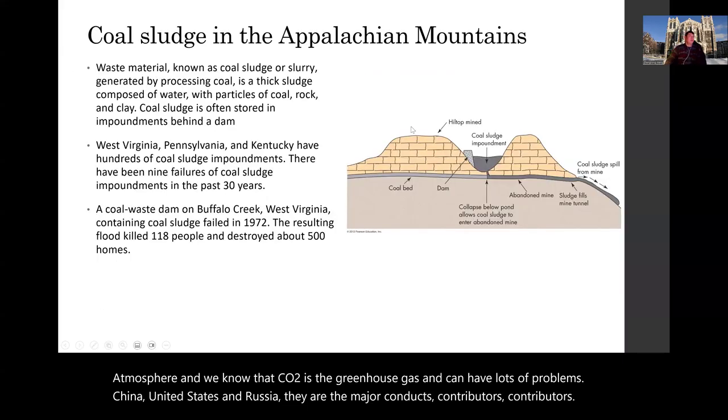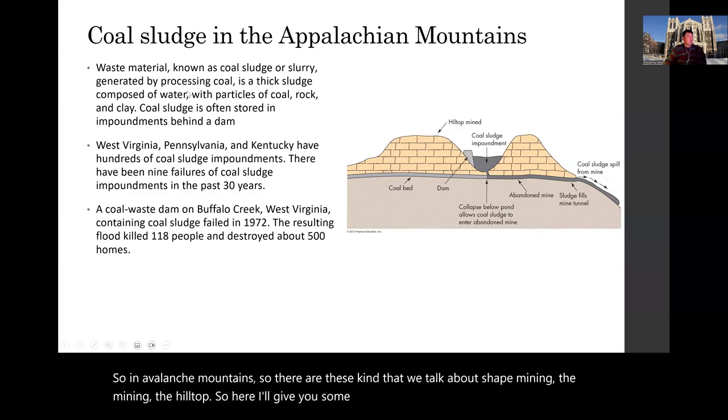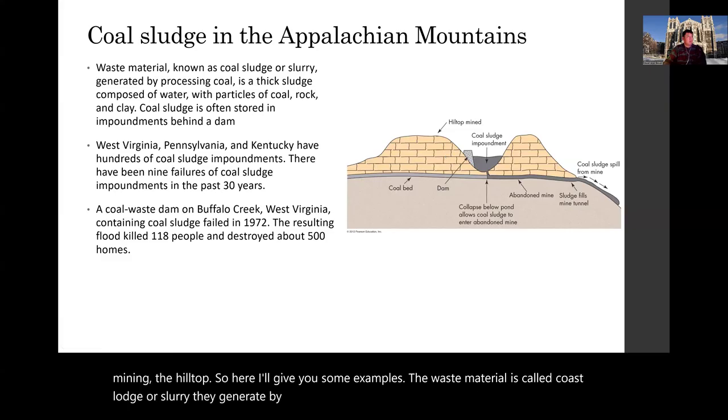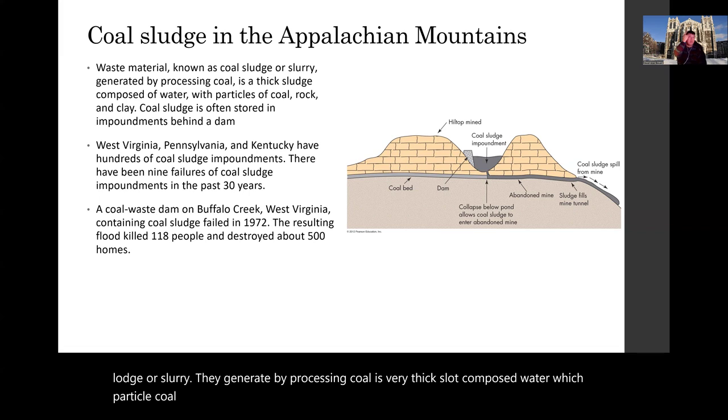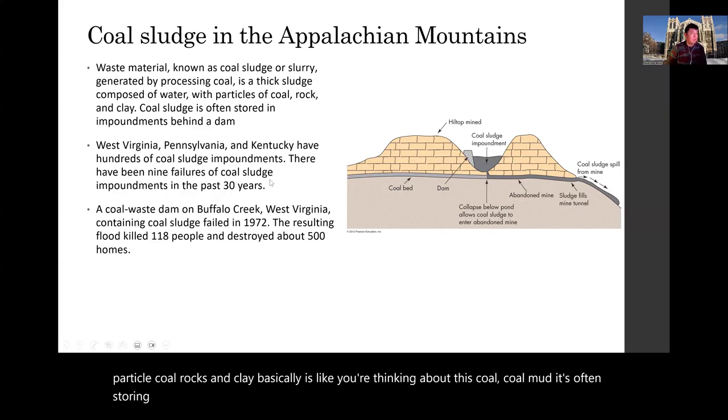In the Appalachian Mountains, we talk about strip mining, where we're mining the hilltop. Here I'll give you some examples. The waste material is called coal sludge or slurry. It's generated by processing coal. It's a very thick sludge composed of water, with particle coal, rocks, and clay. Basically, think of it as coal mud. It's often stored in impoundments behind a dam.